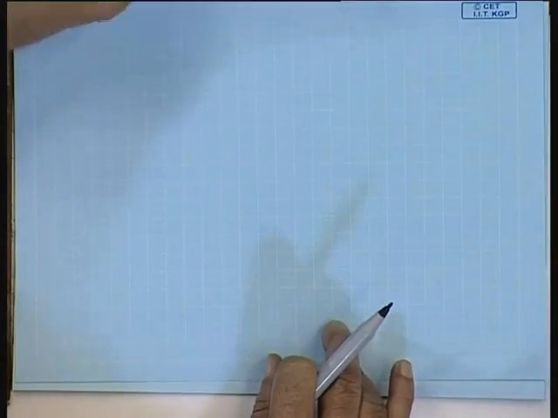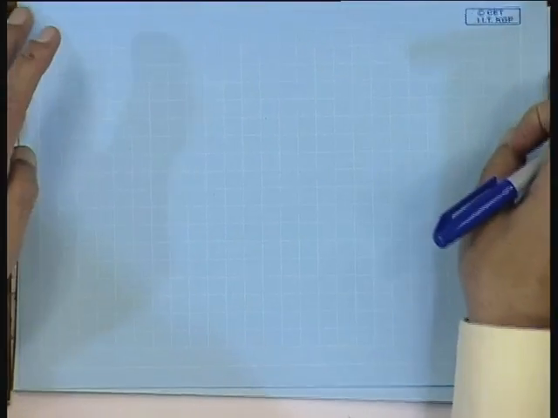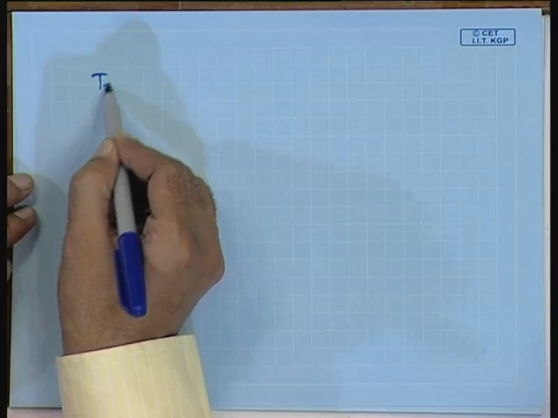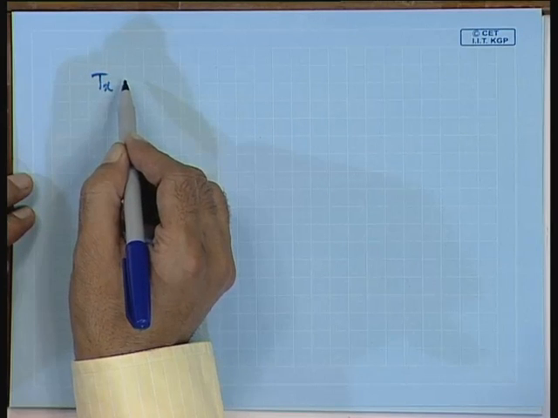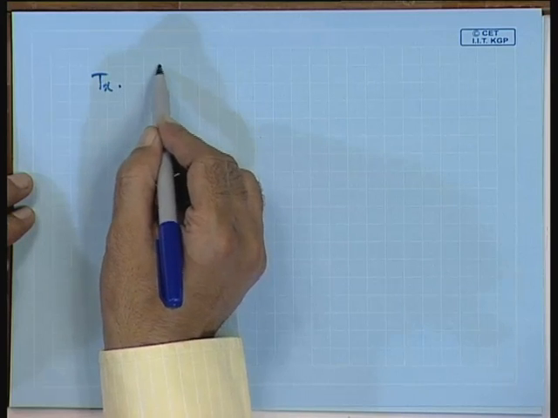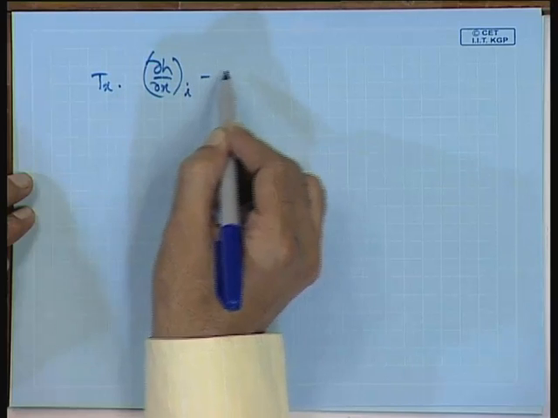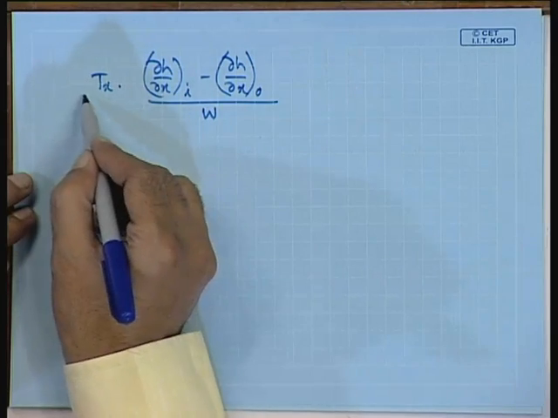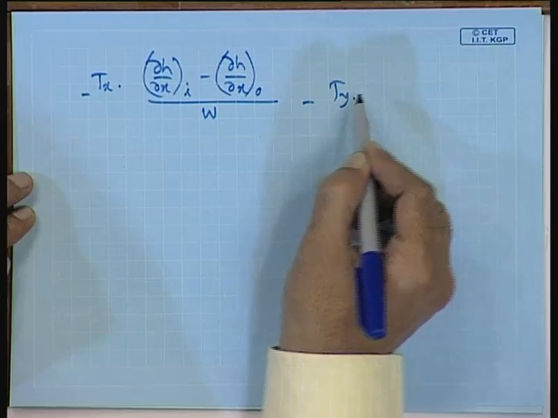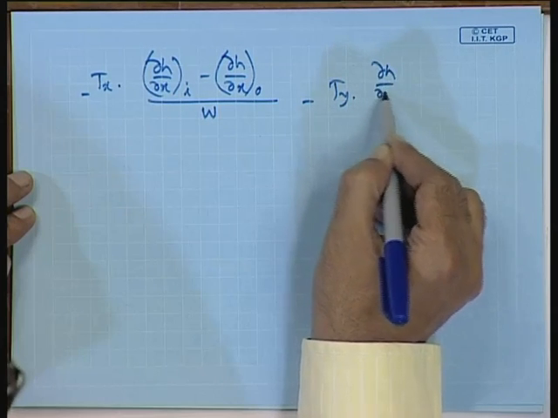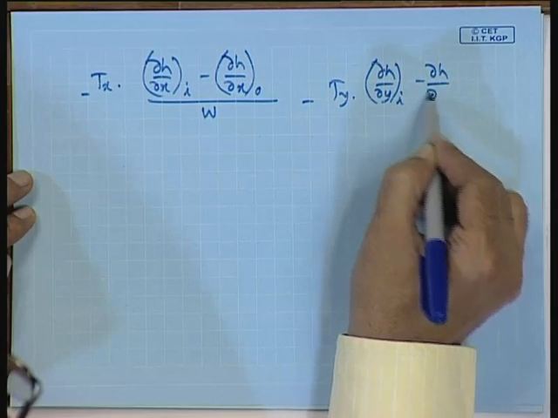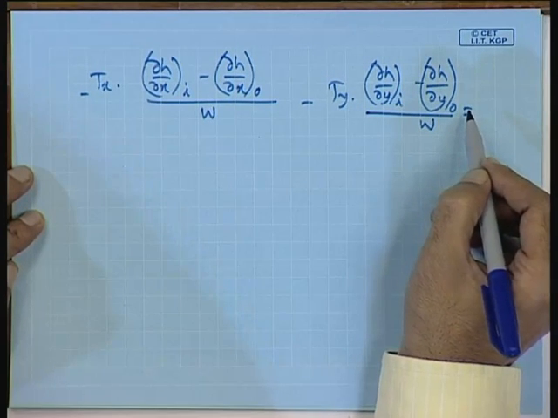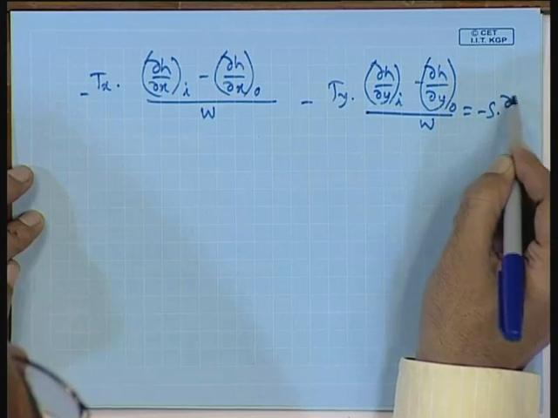So we can simplify this as Tx into dH by dx I minus dH by dx O, divided by W, minus Ty into dH by dy I minus dH by dy O, divided by W. So, this is equal to minus S into dH by dt.